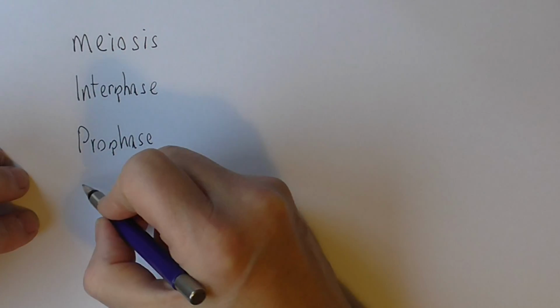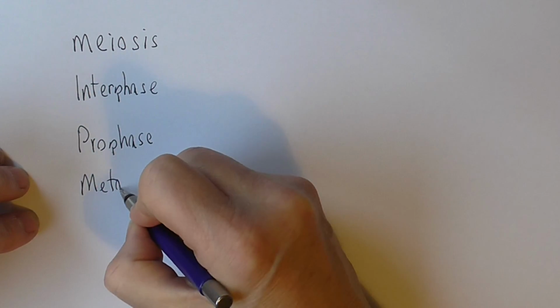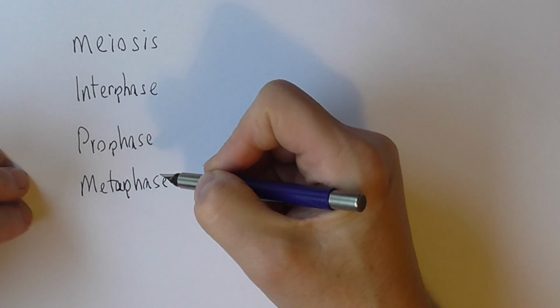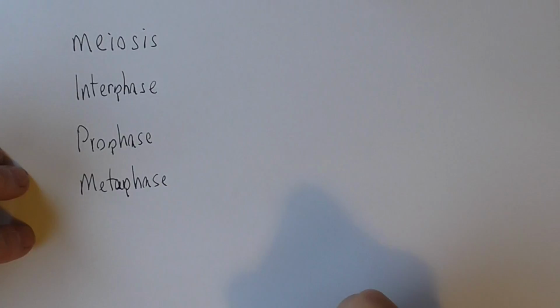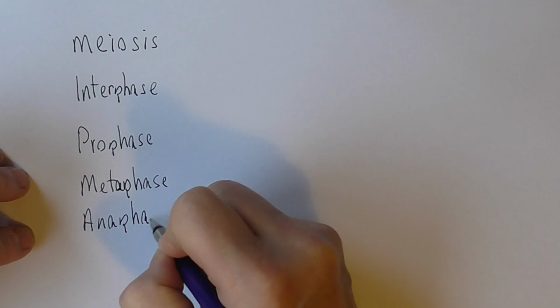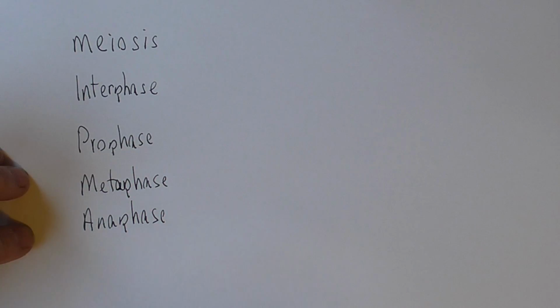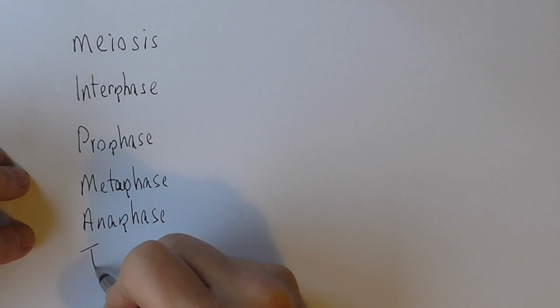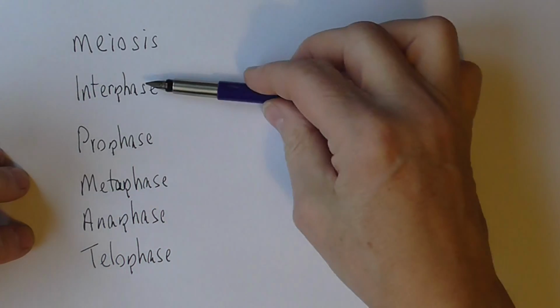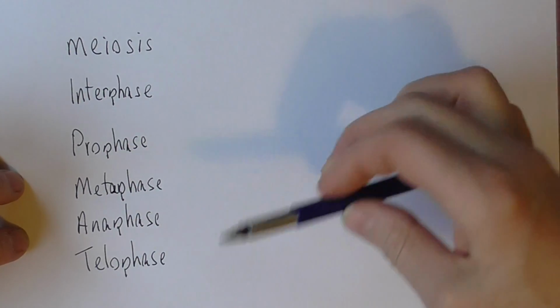Then the next stage is the metaphase. Then the next phase after that is the anaphase. And then the final stage is the telophase. So you need to memorise these: interphase, prophase, metaphase, anaphase, telophase. And then there'll be another interphase after that, usually.